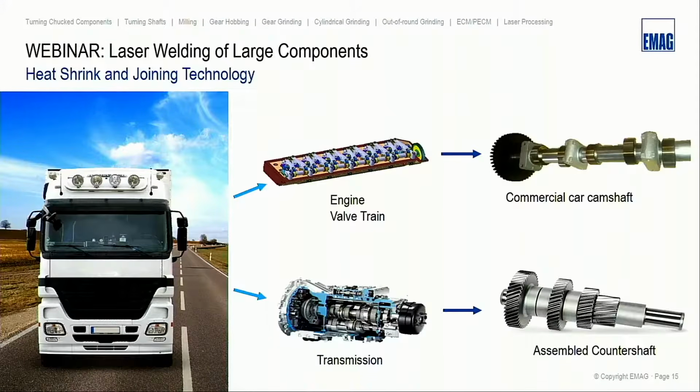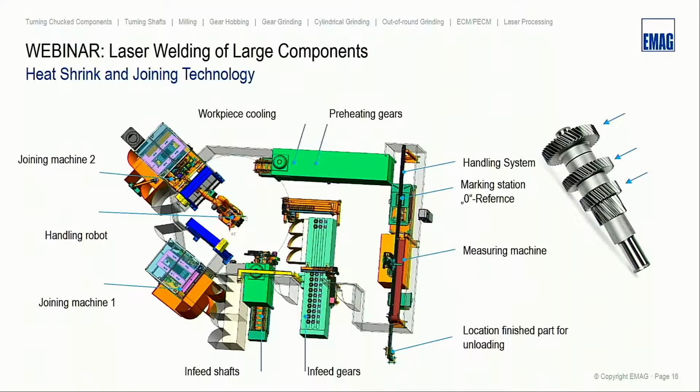We are focused on truck components as well. So EMAG is able to offer also heat shrink and joining solutions, for example, for commercial car camshafts, or as well, something very important, assembled countershafts. Both parts you see here are assembled, so manufactured on EMAG heat shrink and joining solutions. To give you one idea, this is a very nice 3D screenshot out of a system we have delivered not so long ago. It is now in final acceptance phase at our customer's plant. So this is a solution we have realized for that workpiece on the right side.